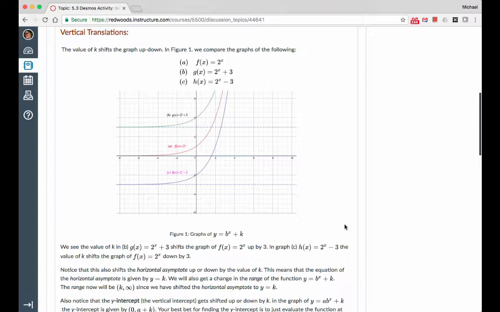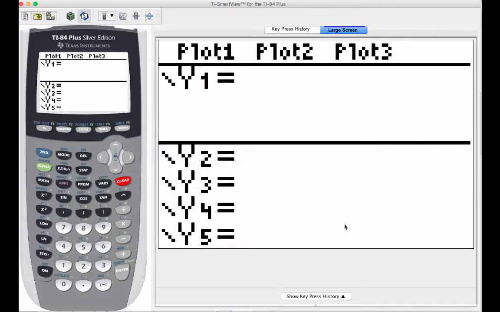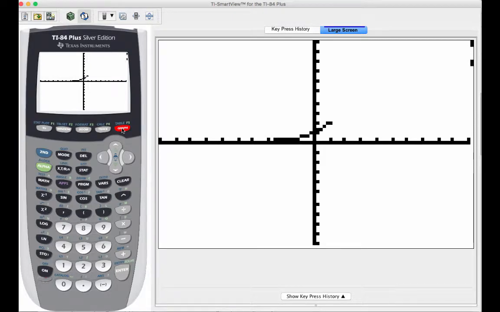Let's go ahead and actually do those in our calculator and see how that works. So let's get a little interactive here. If we go to our calculator, go to y1 in the y equals menu, and put in 2 raised to the x power, and we press graph, we'll see our old pal, an exponential growth curve. Now remember that this curve has as its horizontal asymptote the x-axis here.